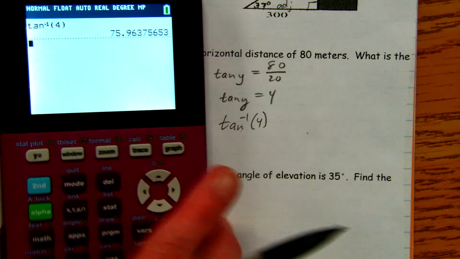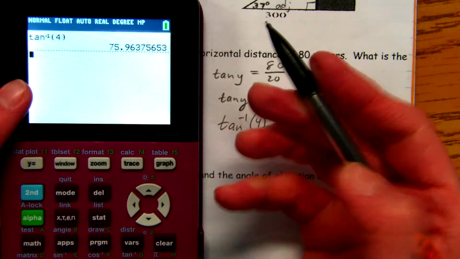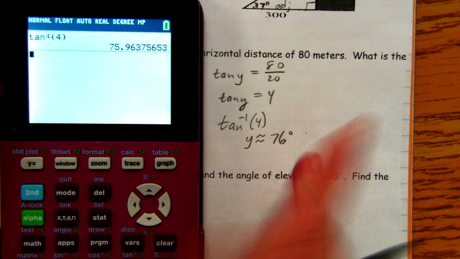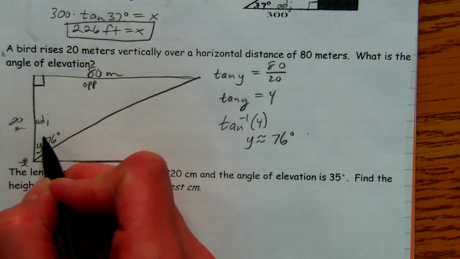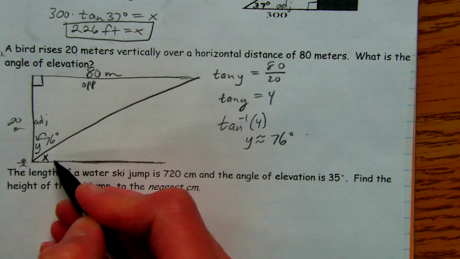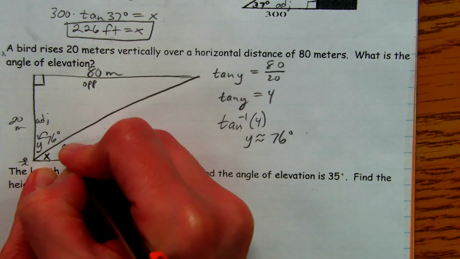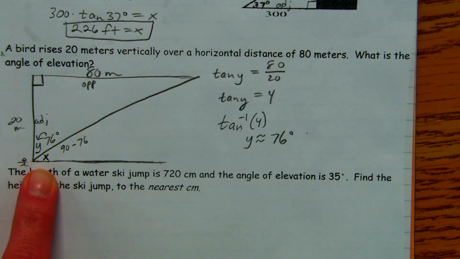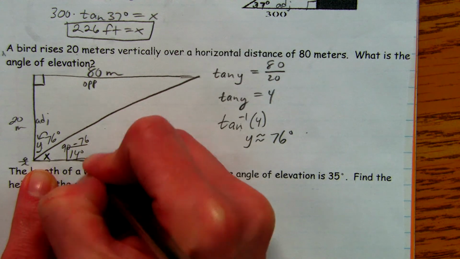So that's it. Does it say? It doesn't say. So we're just going to round to the nearest degree. So that'd be about 76 degrees. So y is about 76 degrees. So that is in here. 76 degrees is this y. So then to find x, these are going to make a right angle. So you're going to take 90 minus 76, and you will get 14 for this actual angle.